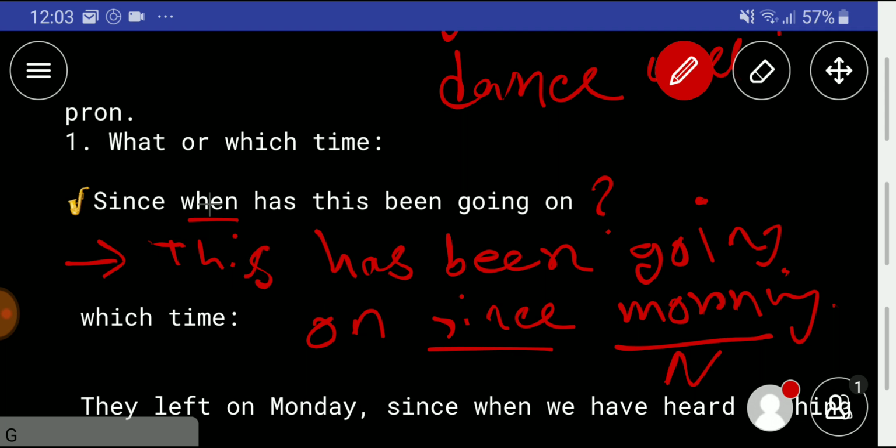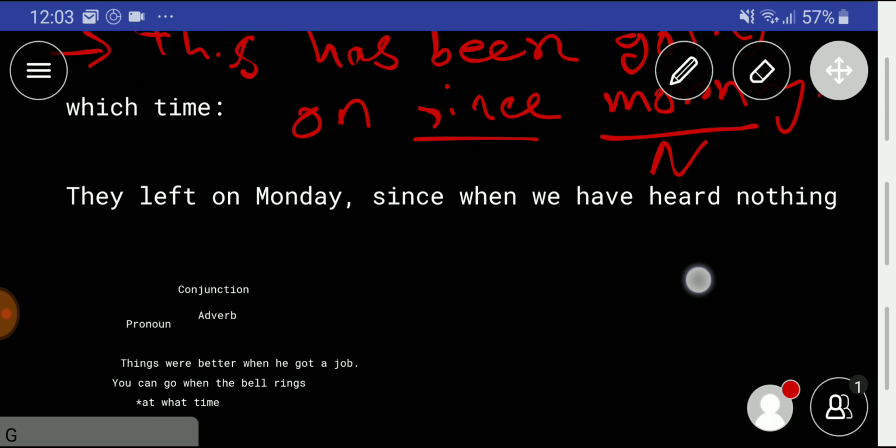So here "when" is a pronoun, right? And the meaning of "when" is like that, what or which time, right? Okay, let me give you another example, right?